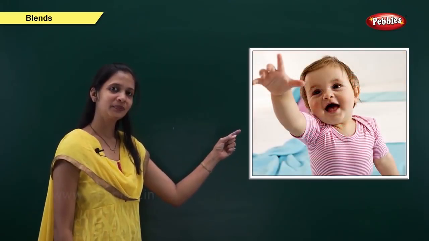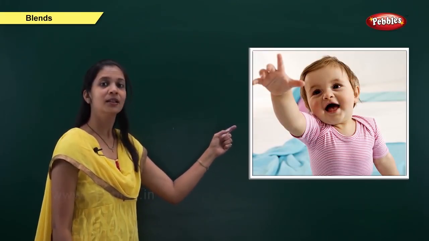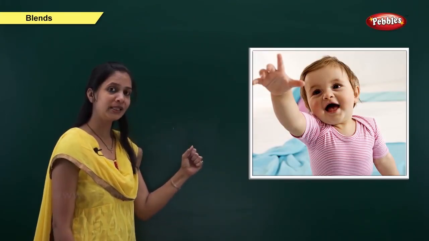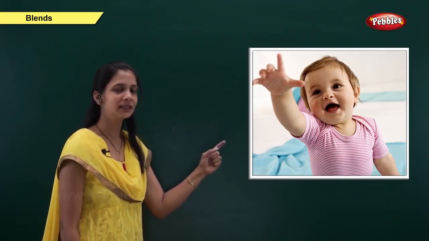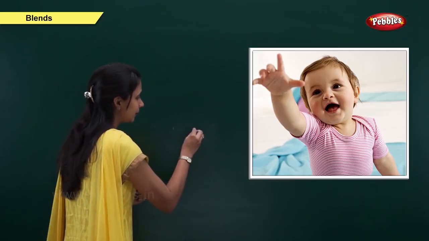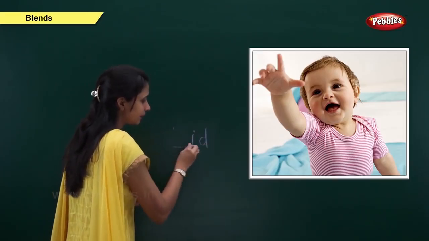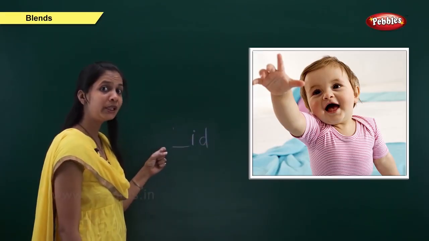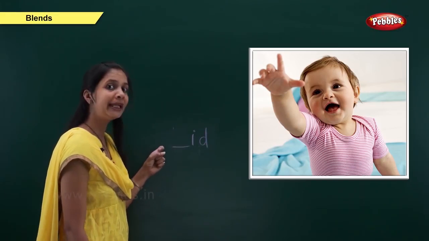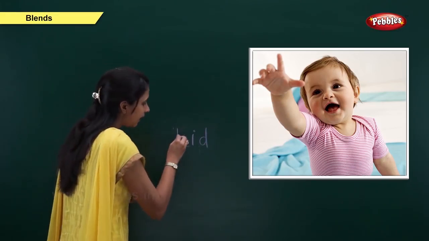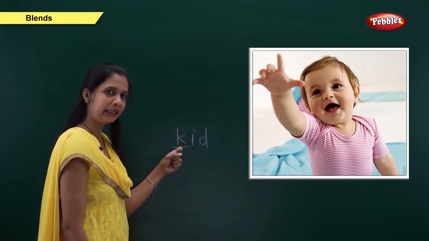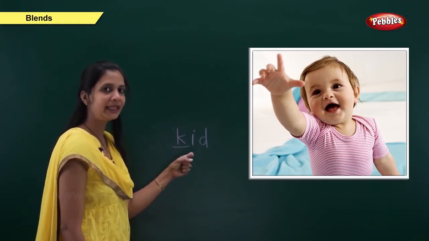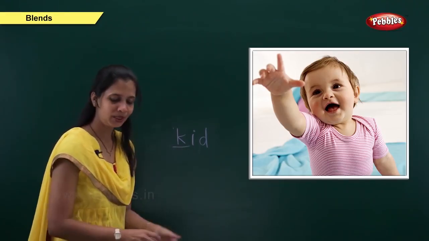Now next one. What is it? Yes, it is kid. So what is the beginning sound of it? K. Hard K. It is K. Yes. Hard K. So here it is K. K-I-D. Kid. Okay.